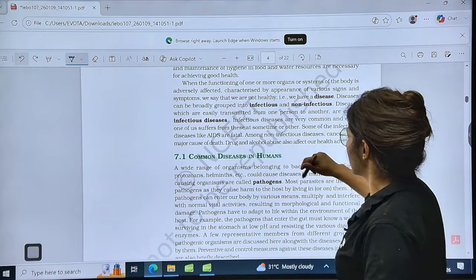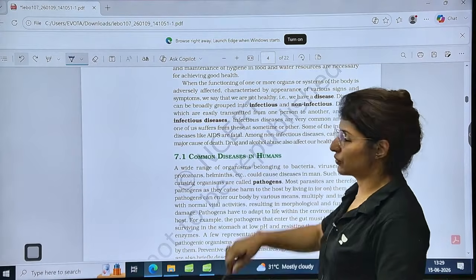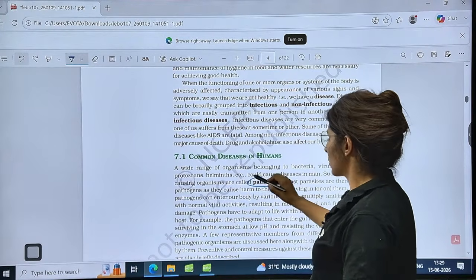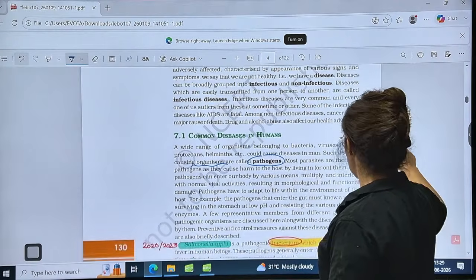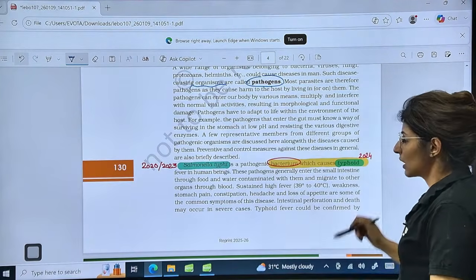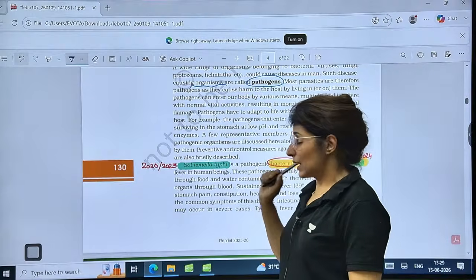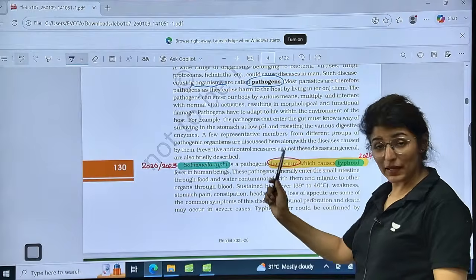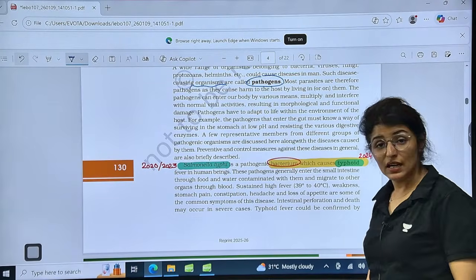So we know that infectious diseases are because of some or the other pathogen, right? So pathogens are the causative agents. It can be bacteria, fungi, protozoans, helminths, and virus. Coming here, Salmonella typhi, a bacteria, causes a disease known as typhoid.